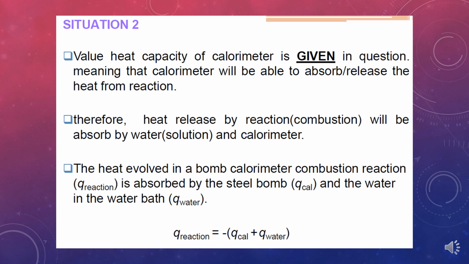Situation 2, where heat capacity value is given in the question. It means that calorimeter will be able to absorb or release the heat from reaction. Therefore, heat released by reaction will be absorbed by water and calorimeter. So, this is the formula for situation with given heat capacity: Q of reaction equals negative Q from calorimeter plus Q from water.